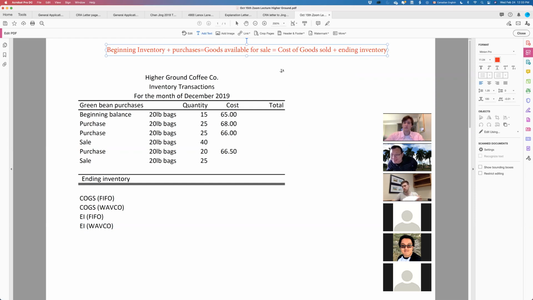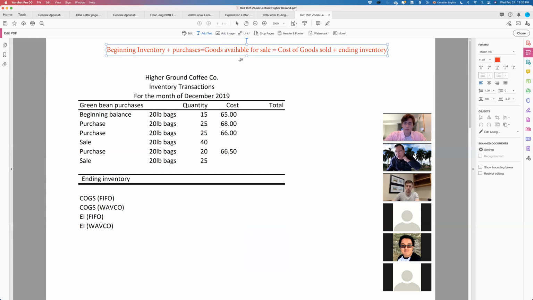Does this make sense? Yes or no? Yeah. Sorry, I can't hear you guys very well. Make sense? Yeah. Okay, good. So make sure you know this inventory equation, okay?